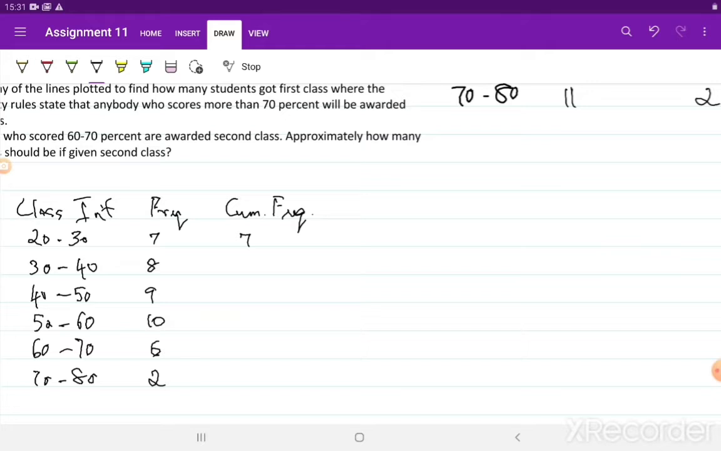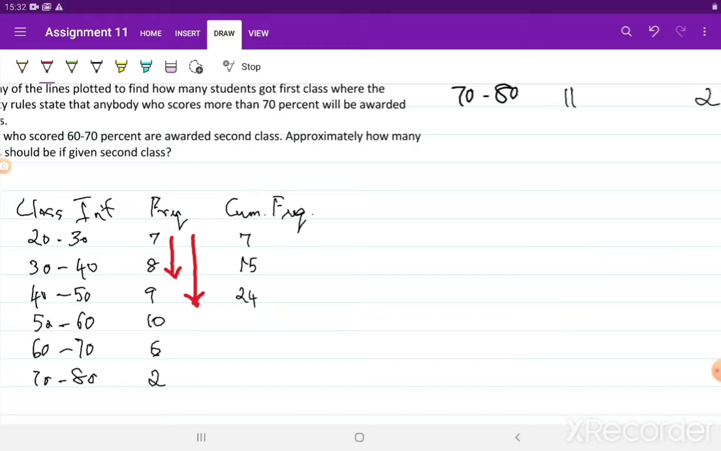For the second class, 30 to 40, the cumulative frequency would be the sum of the first two classes together. So that is 7 plus 8, which is 15. For 40 to 50, the cumulative frequency would be 15 plus 9. So that's 24. Basically, I'm adding up all the three frequencies so that I get the number of observations less than 50.